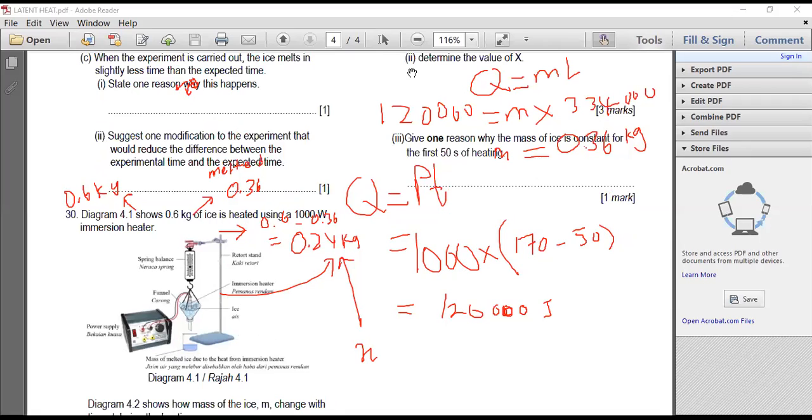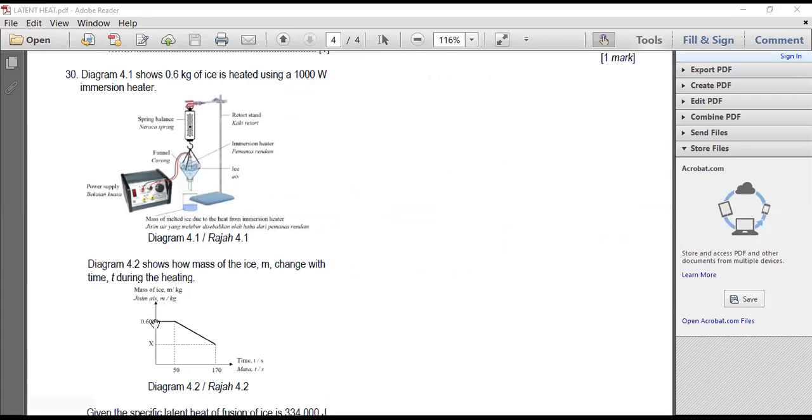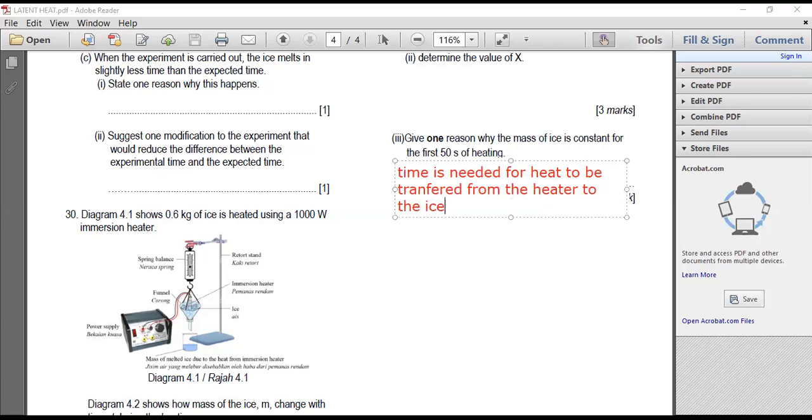Next they ask you, give one reason why the mass of ice is constant for the first 50 seconds. Like just now, time is needed for heat to be transferred from the heater to the ice.